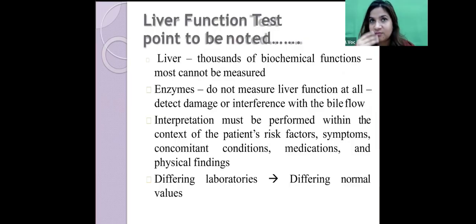And perhaps it detects the damage that is present with the liver and the interference of the bile in the liver. Next, interpretation must be performed within the context of the patient's risk factors, symptoms, concomitant conditions, medications, and the physical findings. So, whatever interpretation we are giving to a particular patient should be correlated with the patient's history, the risk factors he has been exposed to, the symptoms he is showing, and the concomitant conditions he has.